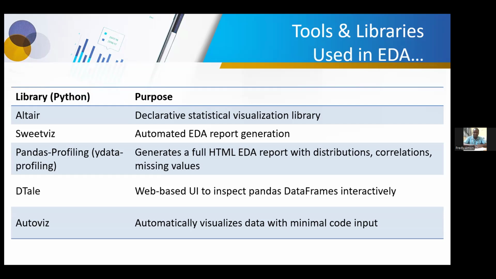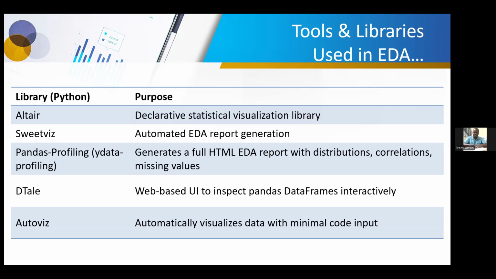And then Altair, I don't even know how to pronounce this, but it's a declarative statistical visualization library. SweetViz is automated data report generation. So this library is used for automation, but we'll see why you shouldn't do automation if you don't understand the data first as we are starting learning, and then later on we can go for automated data report generation. And then we have Pandas Profiling, which generates a full HTML data report with distribution, correlation, and missing values. Then D-Tale creates a web-based UI to inspect a Pandas DataFrame interactively.